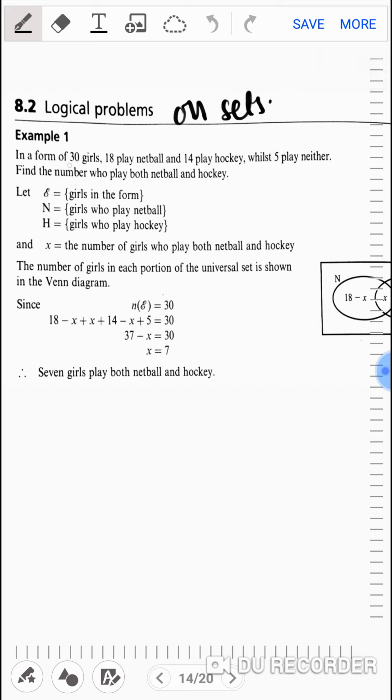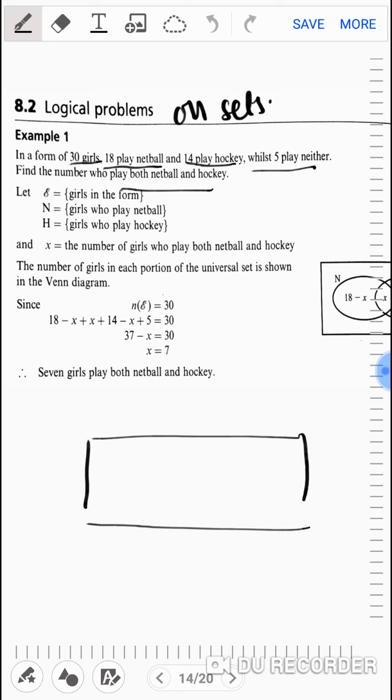In a form of 30 girls, 18 play netball and 14 play hockey, while 5 play neither. Find the number who played both netball and hockey. Let's see what we can do.